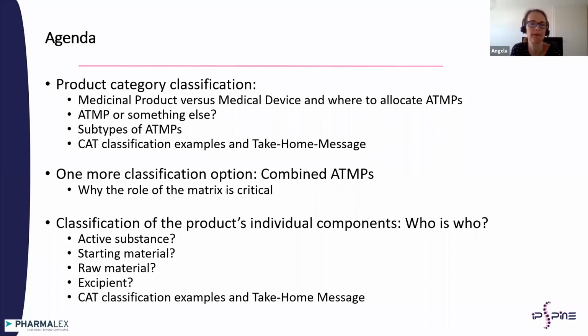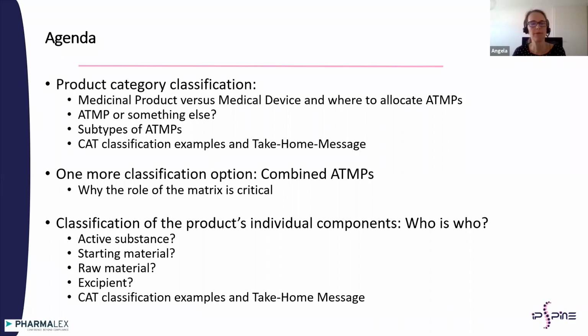So we will figure out what makes these components active substances, starting materials, raw materials, or excipients, which we also need to define during our classification exercise. Again, in the end, we will have some examples from real life that we get from the EMA homepage from the CAT classification exercises. And we'll finish off with a couple of take-home messages that will bring up everything in a nutshell.